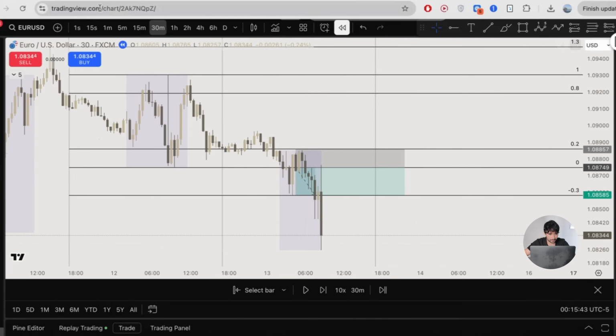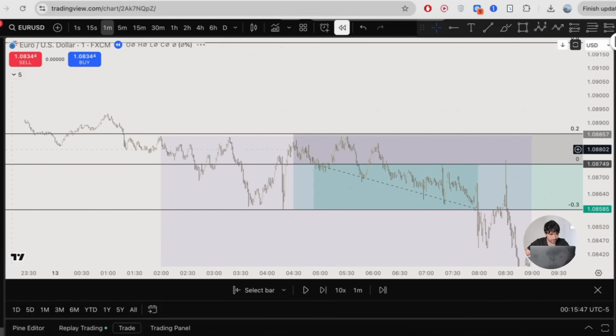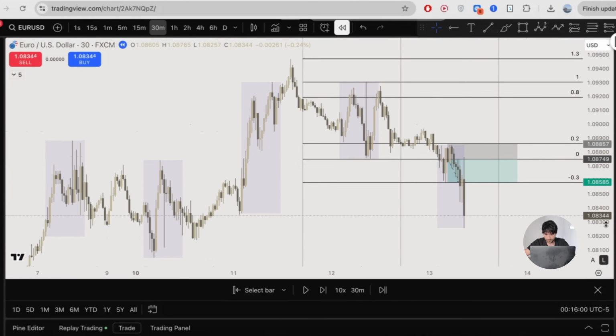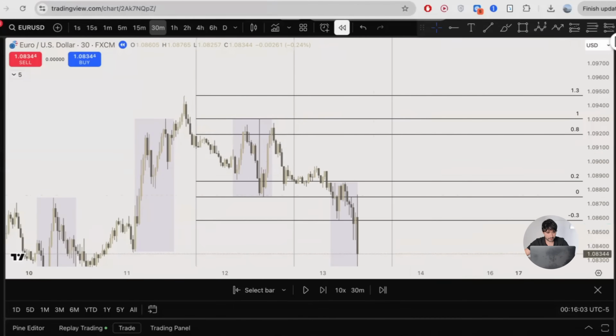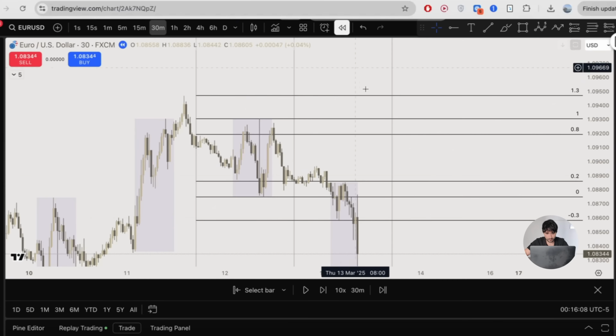And let's go ahead and confirm on the lower time frames that we had no stop out, just so we can denote this as a proper win. And as you guys can see, this 0.2 level held here. So we'll come back to the 30-minute, get rid of this on screen, and document another plus 1.5RR. And we'll continue our backtesting.